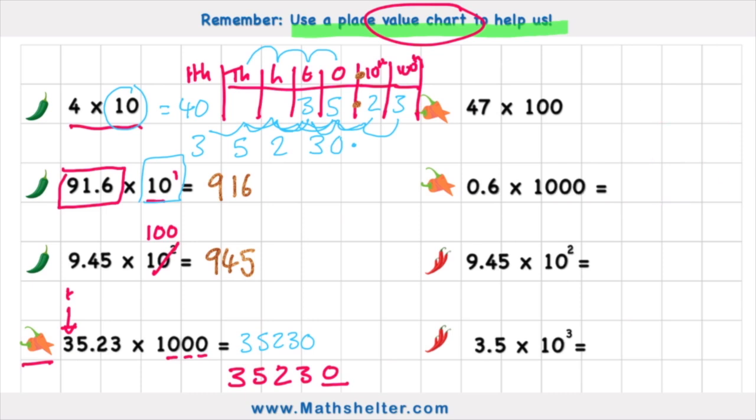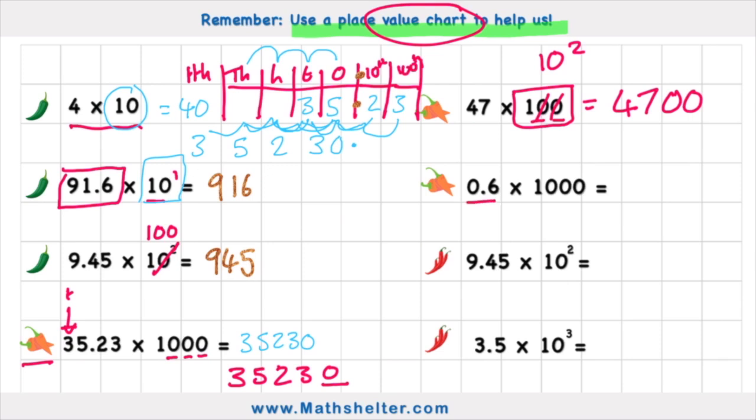And 47 times 100, well, I'm going to be adding 2 zeros essentially. So 47 times 100, or in other words, 10 to the power of 2. 47, 0, 0. I'm just borrowing them from here. So my answer is 4,700.